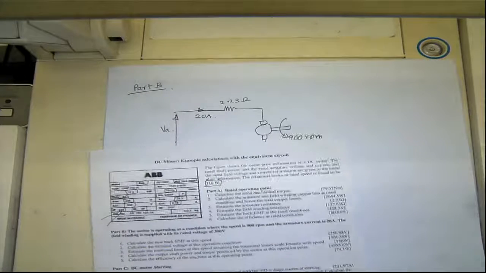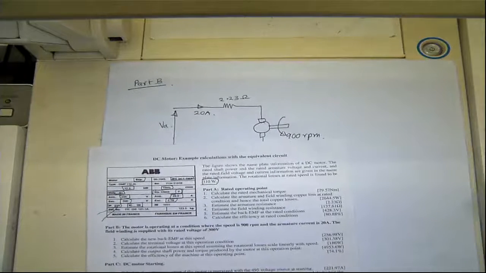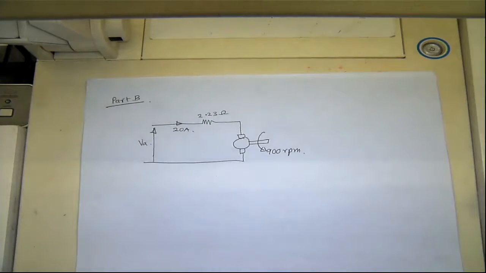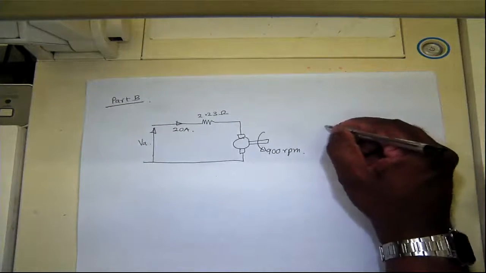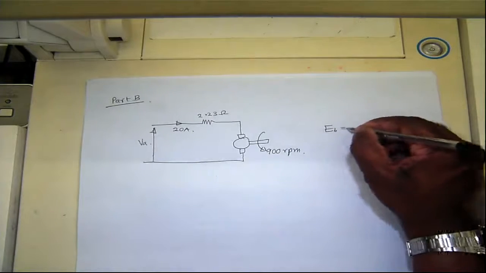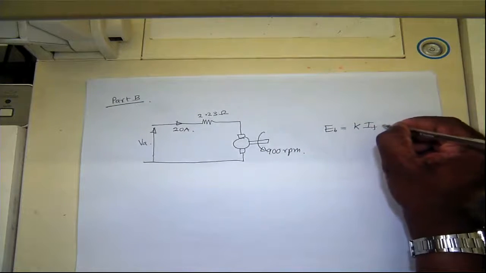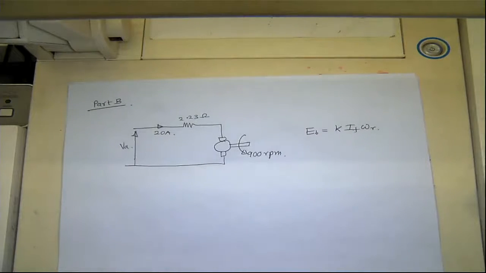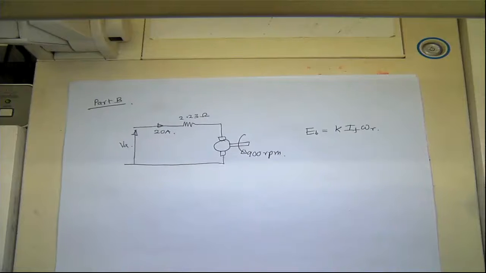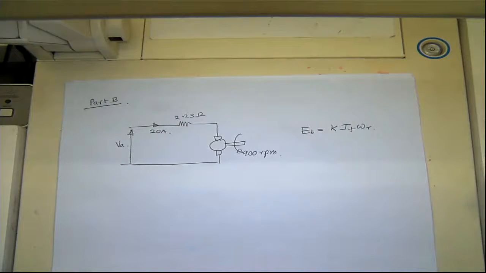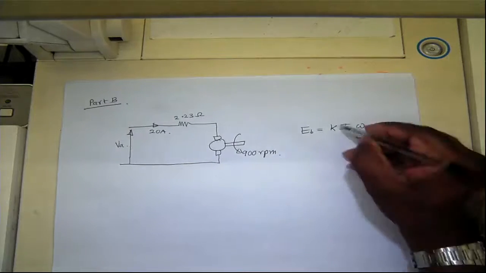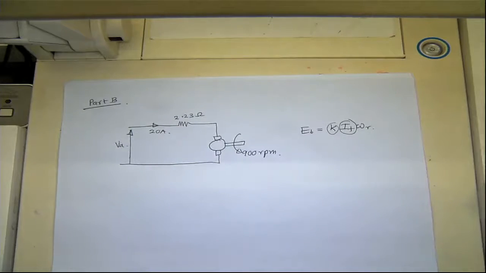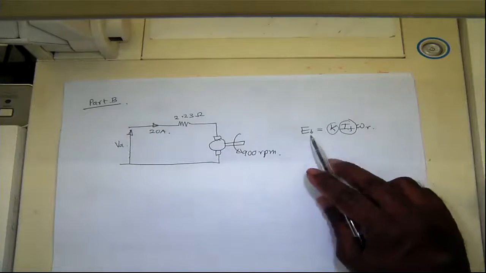First part of that is to calculate the new back EMF at this speed. So as we recall from the lectures, the back EMF is equal to some factor times IF times speed. So this is the back EMF relationship with field current and speed. So in this part, the field circuit doesn't change. So this is constant. IF remains the same as well. So compared with part A, the back EMF changes with speed.